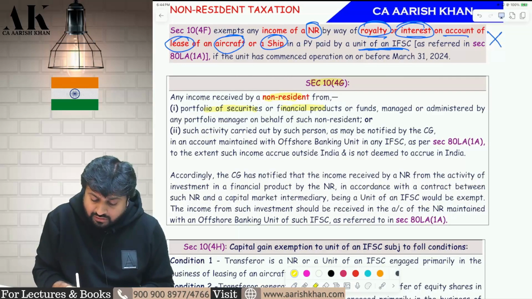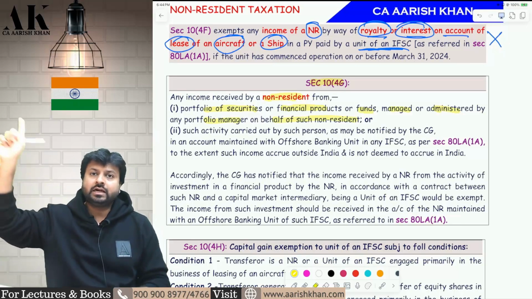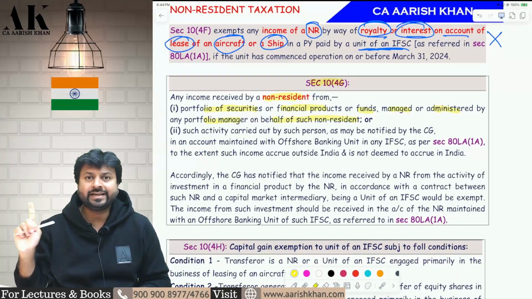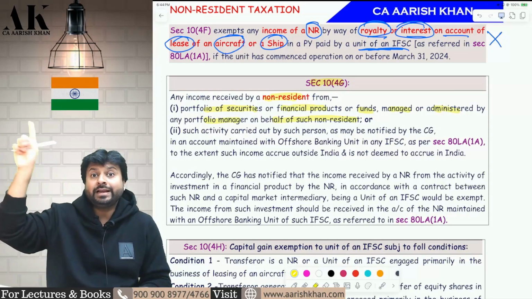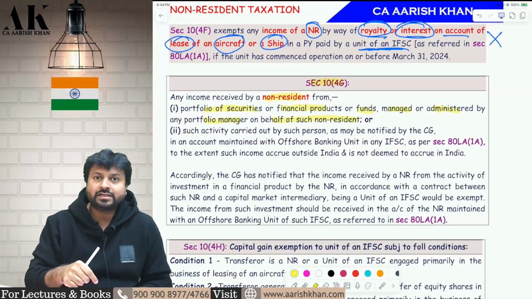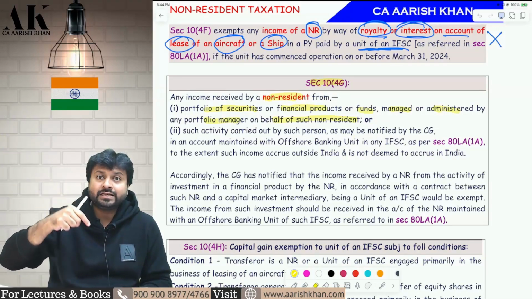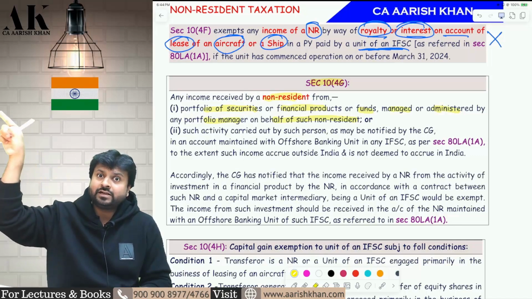Portfolio of securities or financial product or funds managed or administered by a portfolio manager on behalf of such non-resident. Now listen carefully. A non-resident is sitting in United Kingdom. He is a resident of UK. He is sitting in United Kingdom, and there is a portfolio manager in India who is managing his portfolio. The portfolio manager is in India and the non-resident is outside India. He is buying and selling the shares of that non-resident.